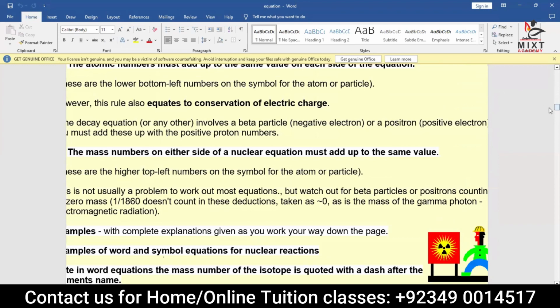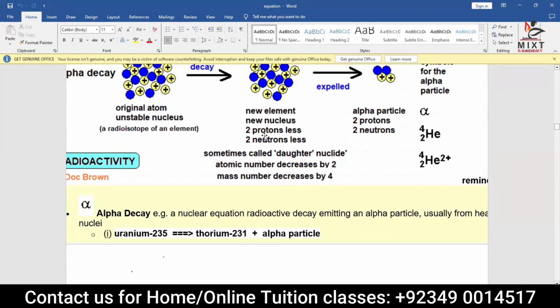Alpha decay. Now, when we study alpha decay, what alpha is basically, is a helium nucleus with proton number equal to 2 and nucleon number equal to 4.